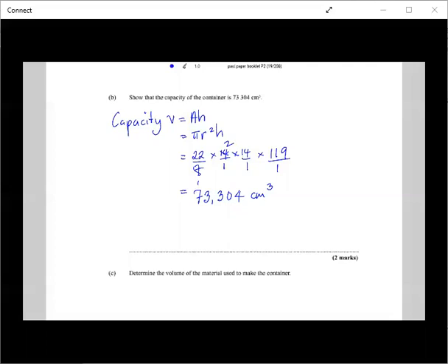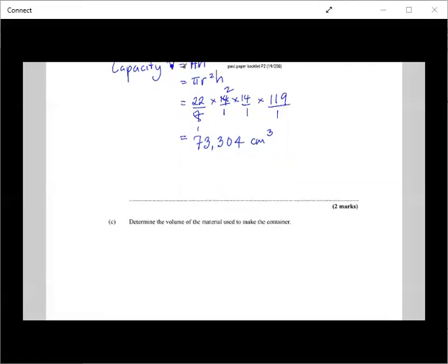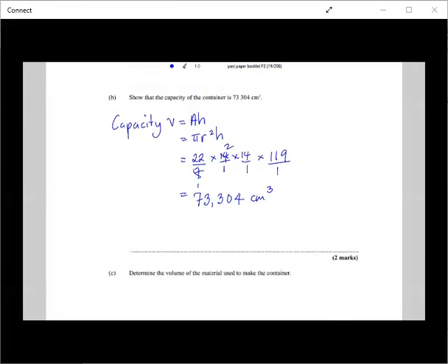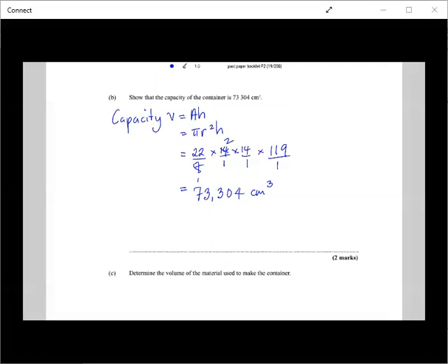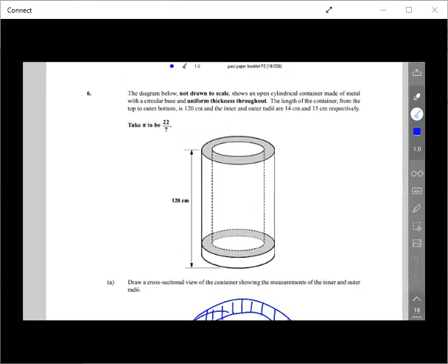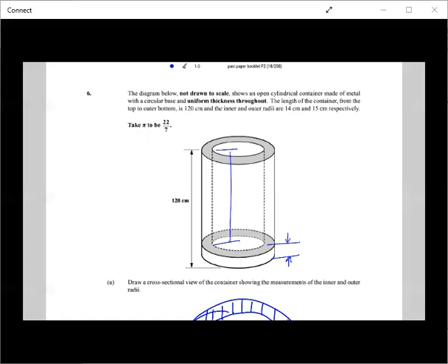So let's have a look at the diagram. I get the 119. See here? The outer height is 120. The base is 1 centimeter thick. So the inside, from here to here, that is 119 centimeters.